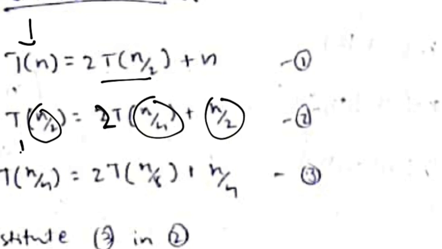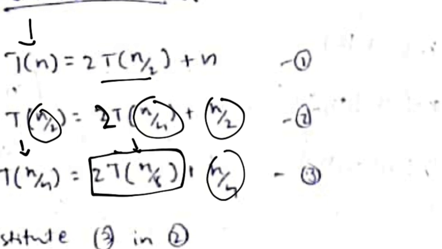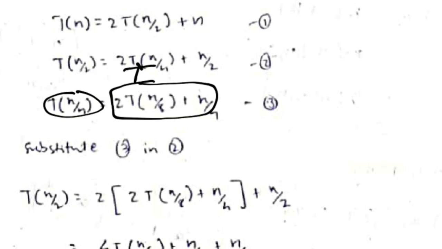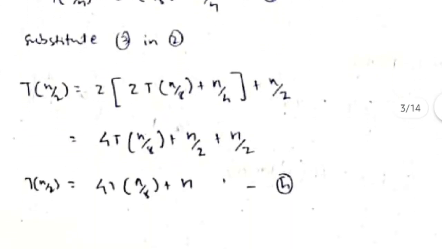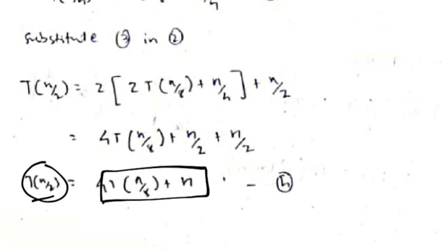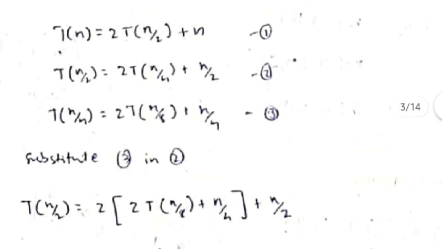And what is T of n by 4? If you write T of n by 4, it will be 2 times T of n by 8 plus n by 4. What we'll be doing is substituting this whole T of n by 4 value in the place of this one. After doing that we'll obtain this equation for T of n by 2. And this T of n by 2 value we'll substitute in the first equation here.